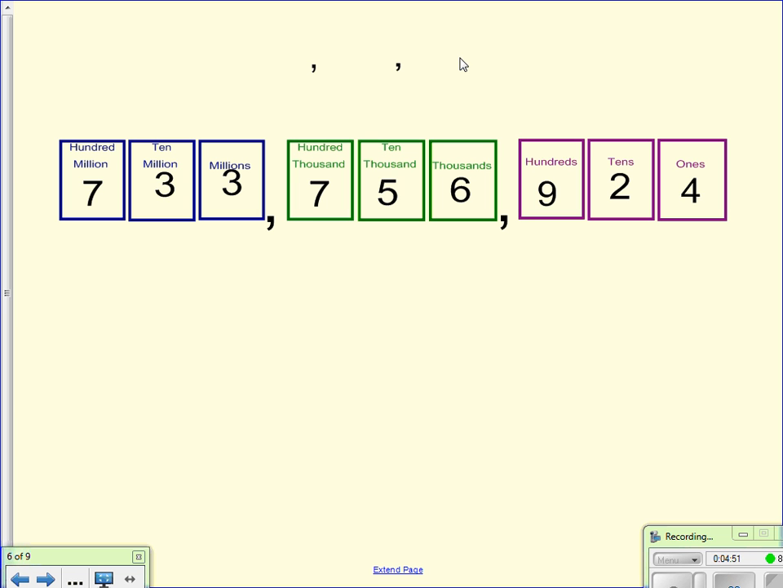So this big old long number, once again, this comma is million, and this one is thousand. I'm going to read these numbers just as a regular number. 733 million.